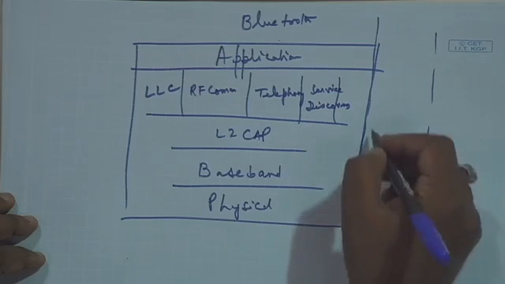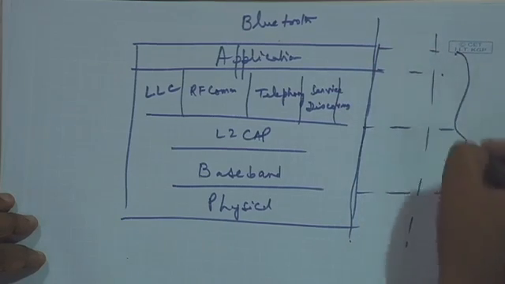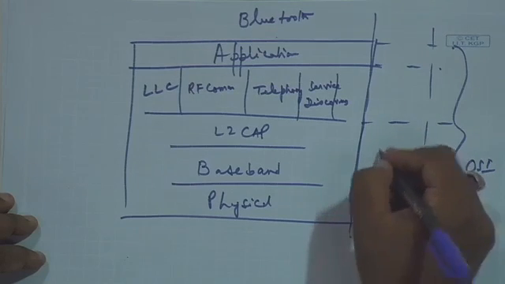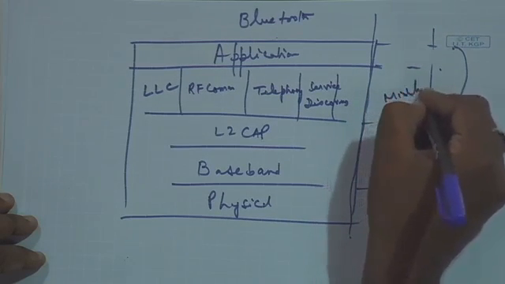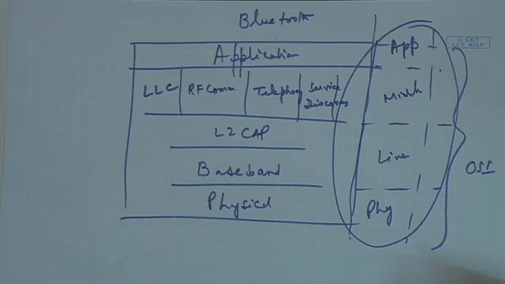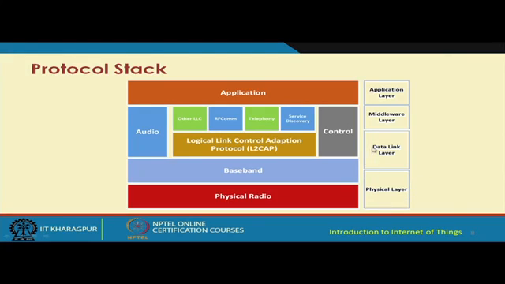Now this can be mapped to the traditional OSI layers. Here again you have the physical layer, the link layer, different middleware, and the application layer, and the exact form of mapping is shown in this figure in the slide. So we have the physical radio layer, baseband layer, L2CAP, and LLC, RFCOMM, telephony, service discovery, and the application layer, and this is how they map to the traditional OSI layers.